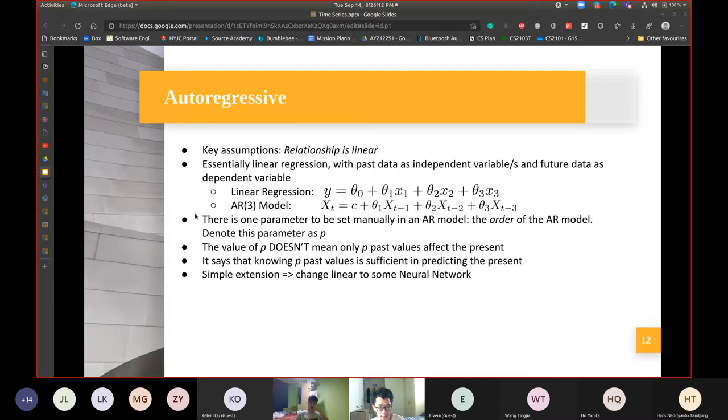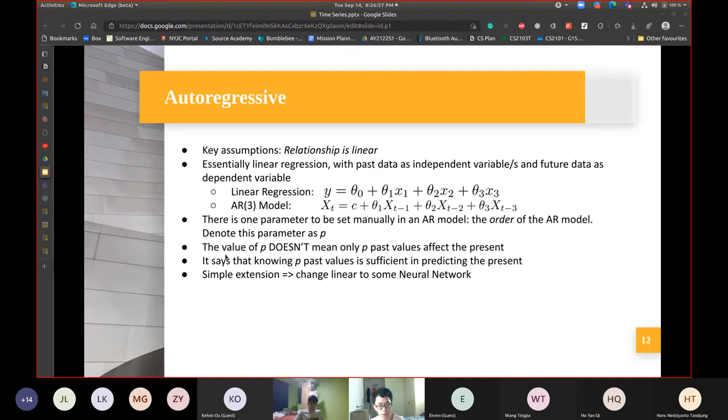Okay, and for an autoregressive model, there is one hyperparameter, one number that you need to set manually, and we call this the order, right? If you remember from a few slides ago, we talked about how much of the past is actually useful to predict the future. That is what order means here. So how many days into the past should we consider to predict today? In the equation drawn in the slide, we are setting p equals 3. So we need to look 3 days into the past: t minus 1, t minus 2, t minus 3.